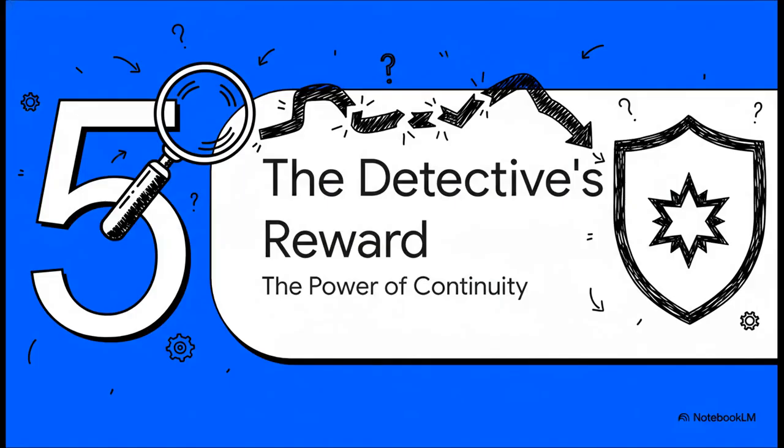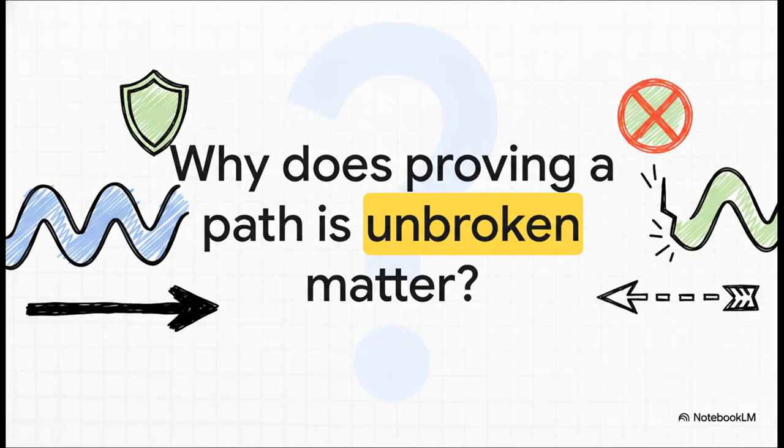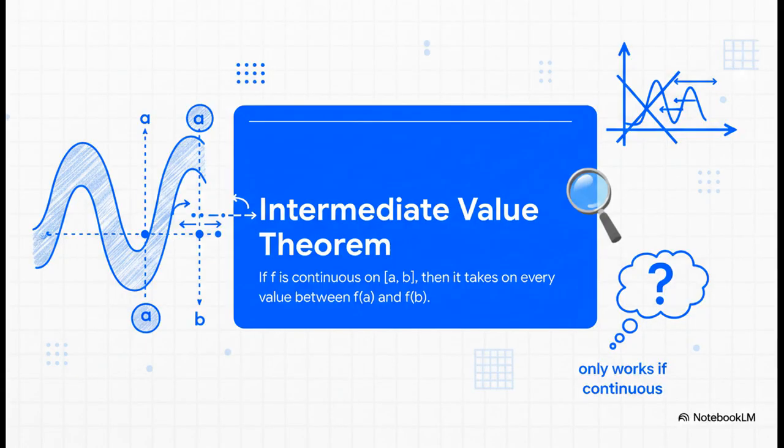So we've learned how to find breaks and how to classify them. But this isn't just some abstract math exercise. All this detective work, it unlocks an incredibly powerful tool. It gives us a guarantee. And this, right here, is the payoff. So what is this big reward for all our hard work? What's the point? It's a guarantee, a promise that is only possible for paths that we can prove, without a doubt, are unbroken. And here it is.